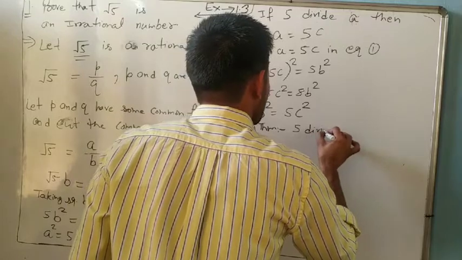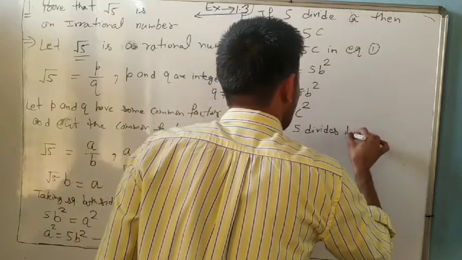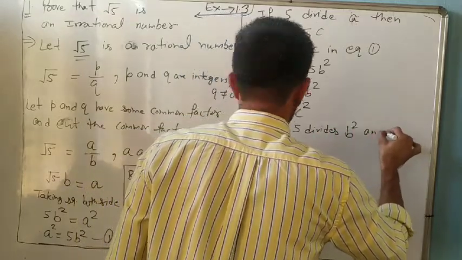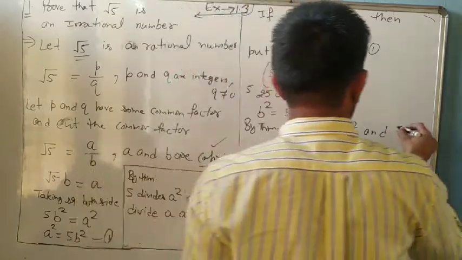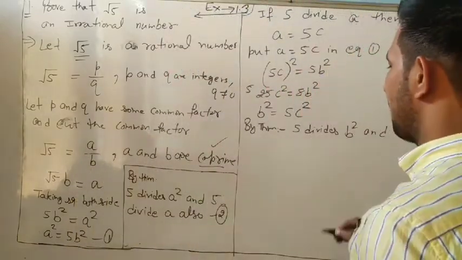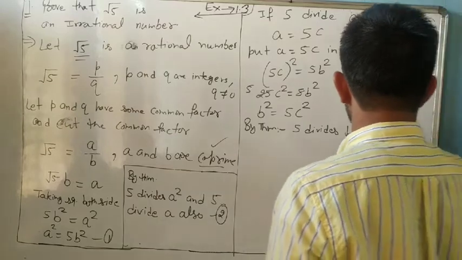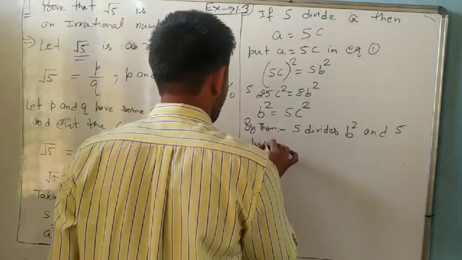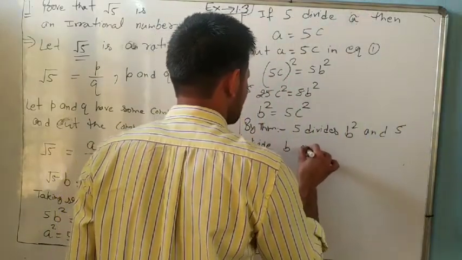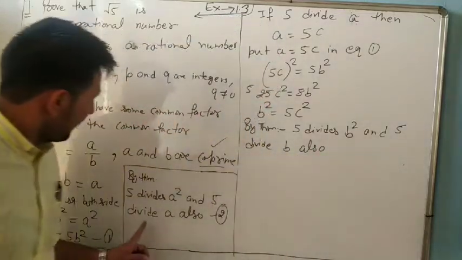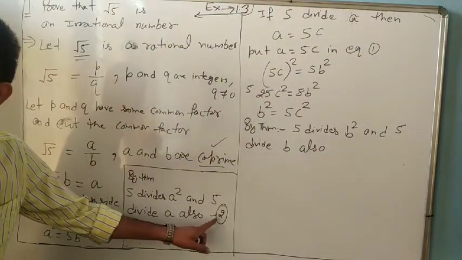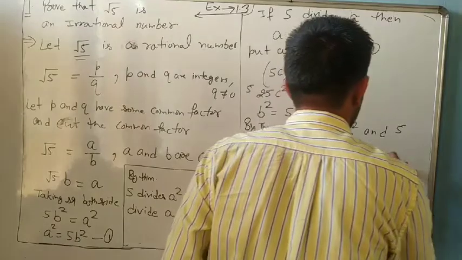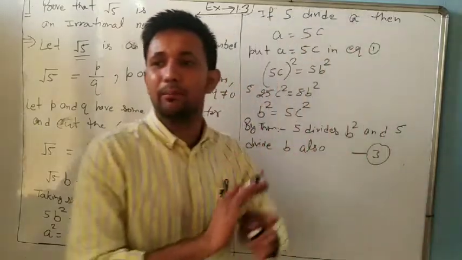5 divides B square, and 5 divides B also. Look again: 5 divides A square also, now it is equation number 3. Now look at this, it is very important.